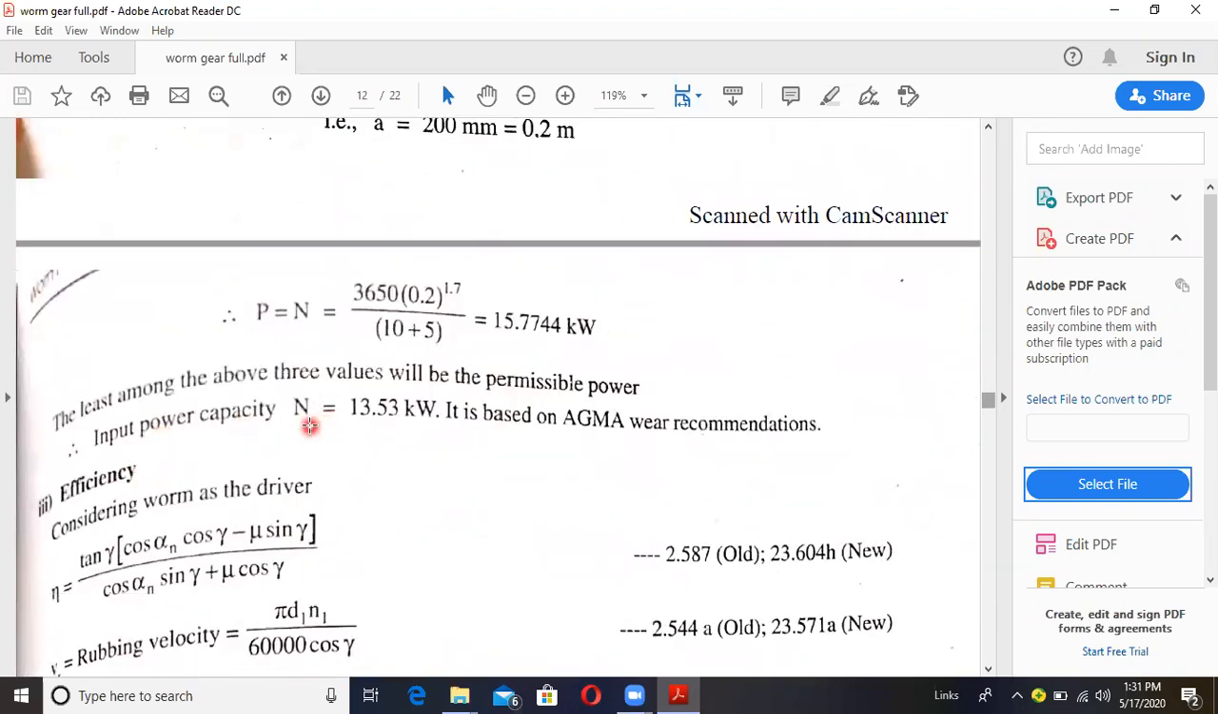Therefore, input power capacity N is equal to 13.53 kilowatt. So it is based upon the AGMA wear recommendation. The least value you have to take. In this way, we are going to calculate power. Any doubt here in calculation of power?